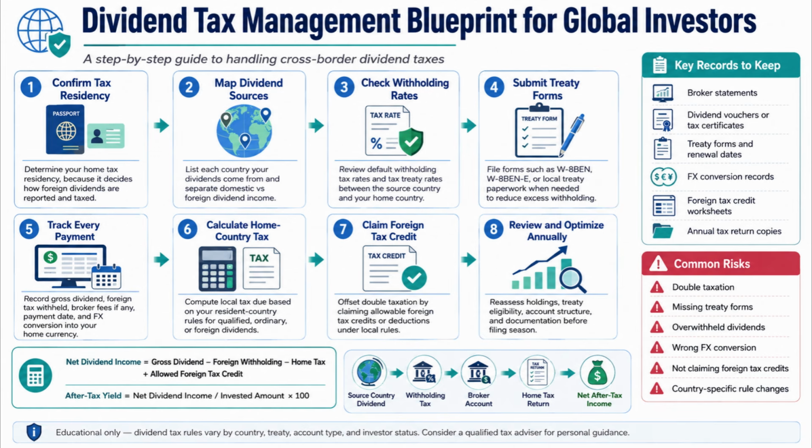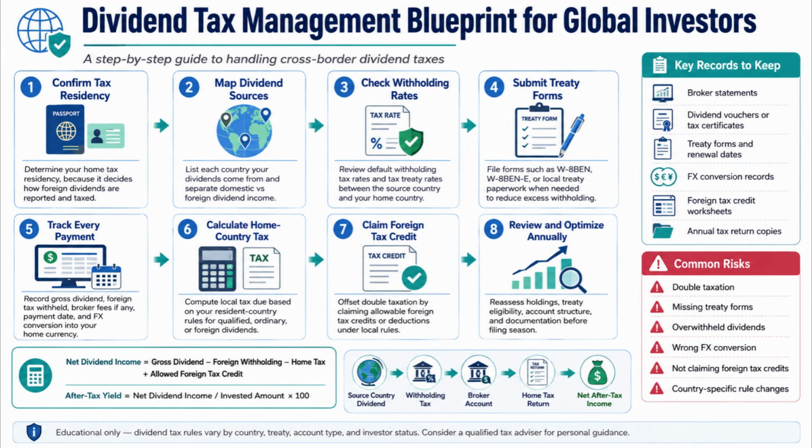After that, check withholding tax rates. Many countries deduct tax before the dividend reaches your brokerage account. This is called foreign withholding tax. However, if your home country has a tax treaty with a dividend source country, the rate may be reduced. So, instead of accepting the default rate, compare the default withholding rate with the treaty rate available to you.